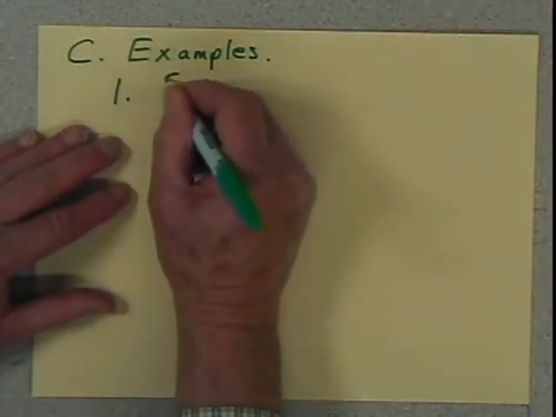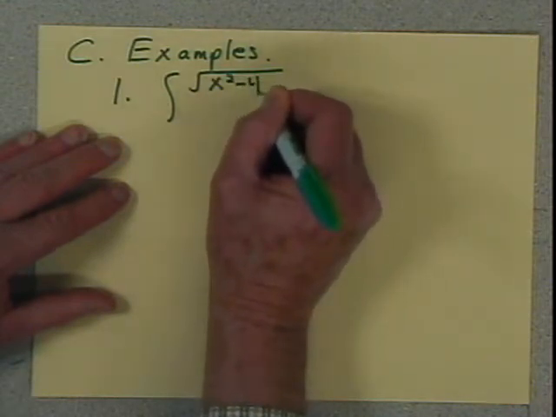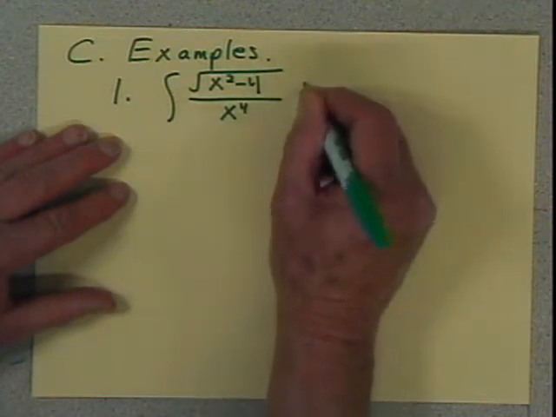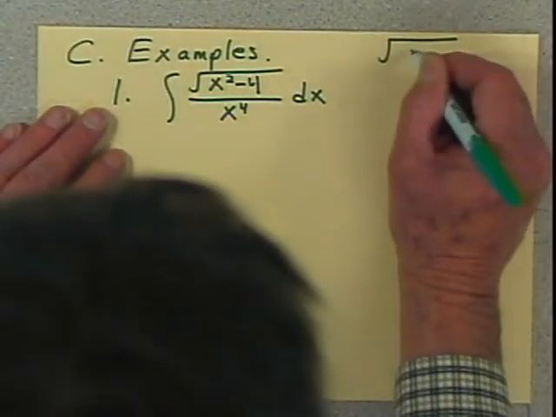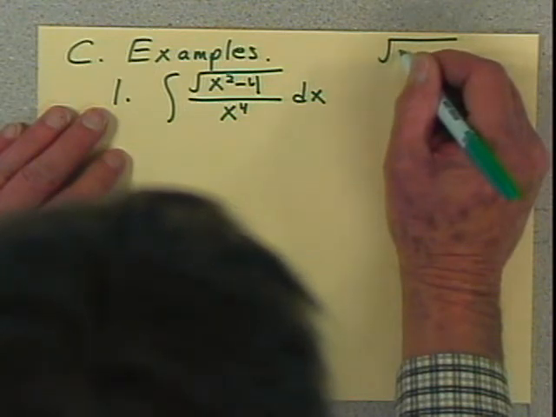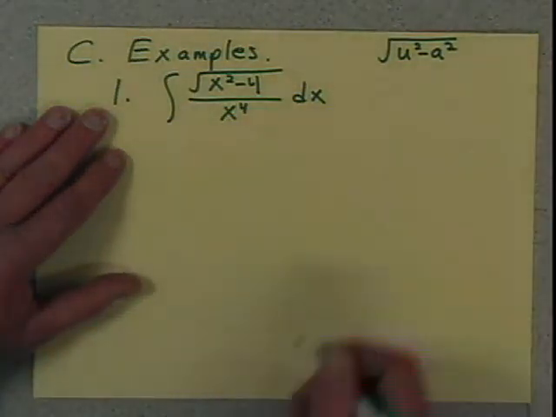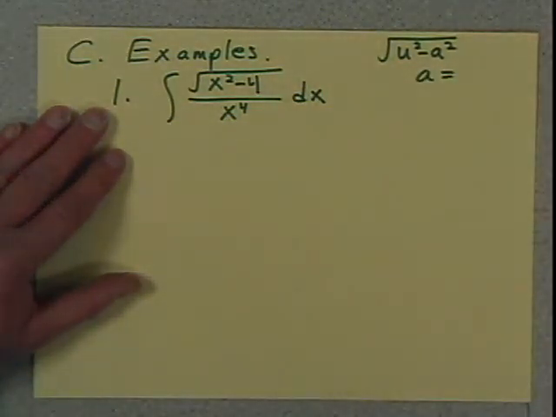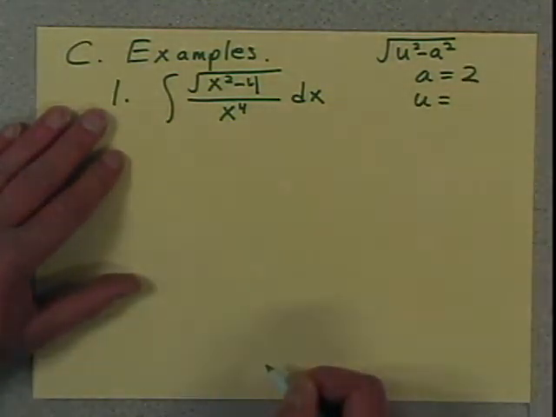And the first one is the integral of the square root of x squared minus 4 all over x to the 4th dx. Yeah, the variable is x, but that's okay. That would be equivalent to the square root of which one in terms of u? Tangent one. U squared minus a squared? Yeah, you're a little ahead of me. And what is the a? This is just off to the side, something you would do in your head. 2. Okay? And the u is being played by x.